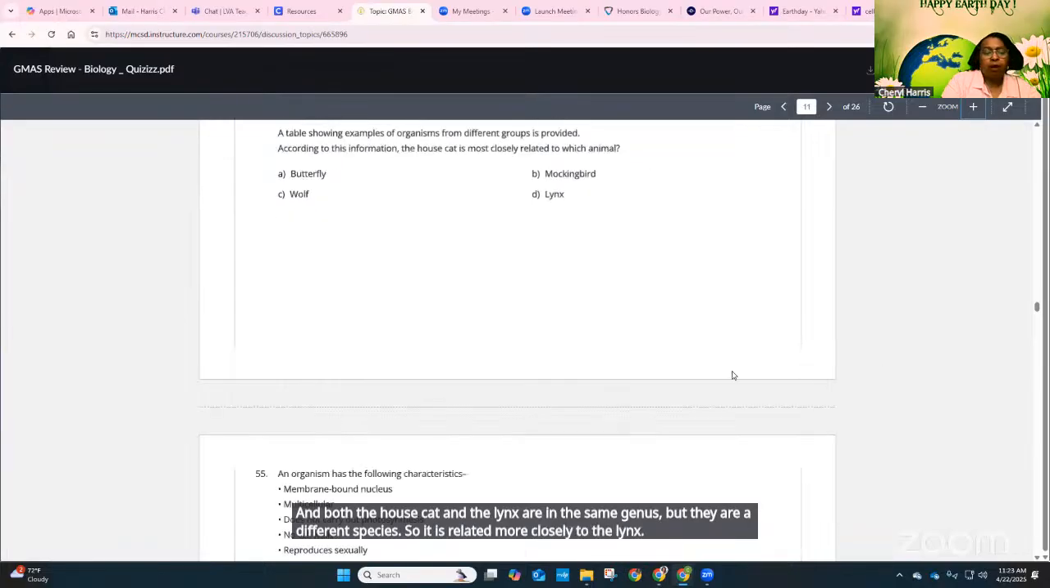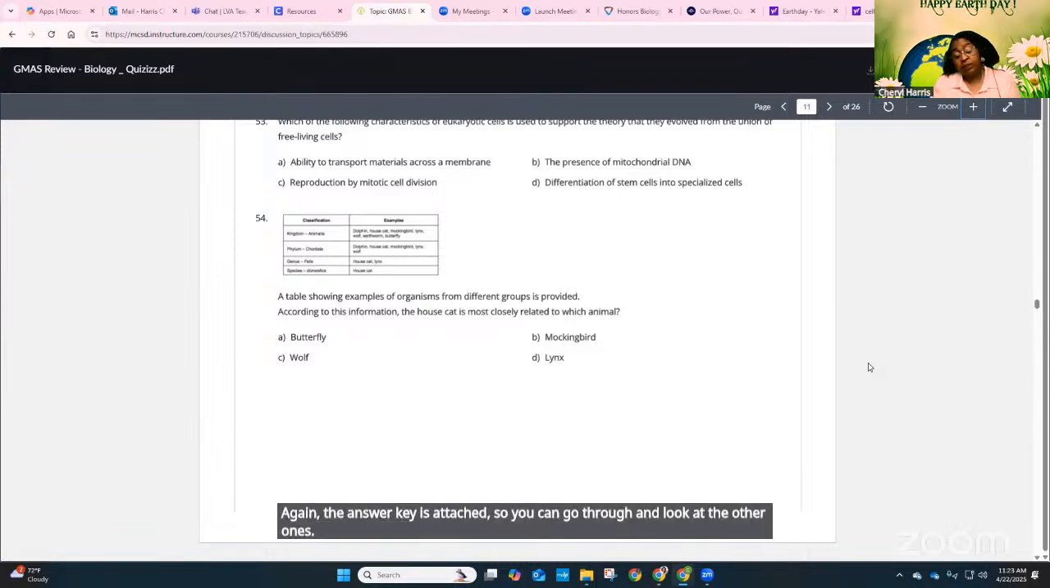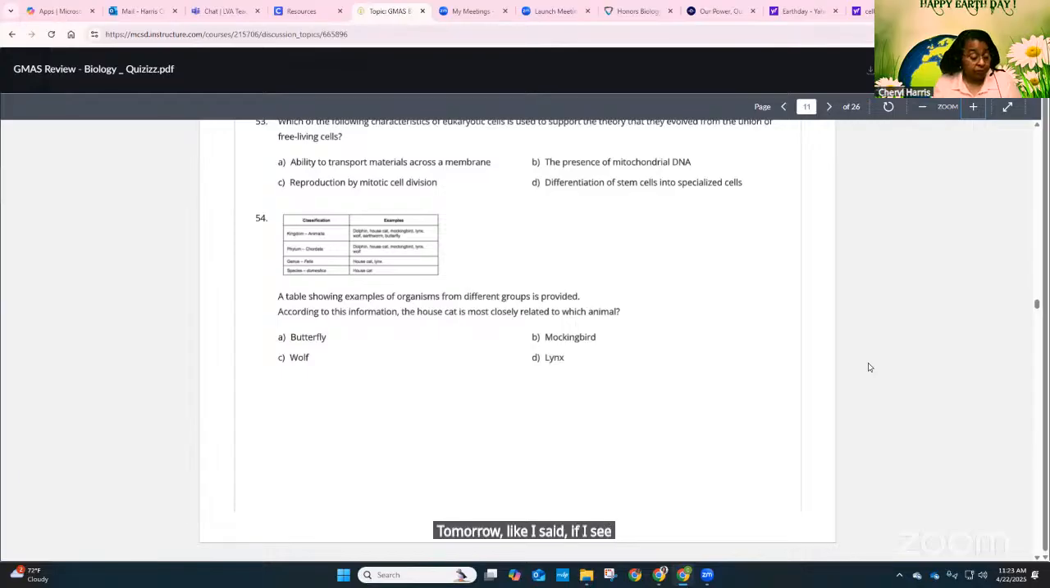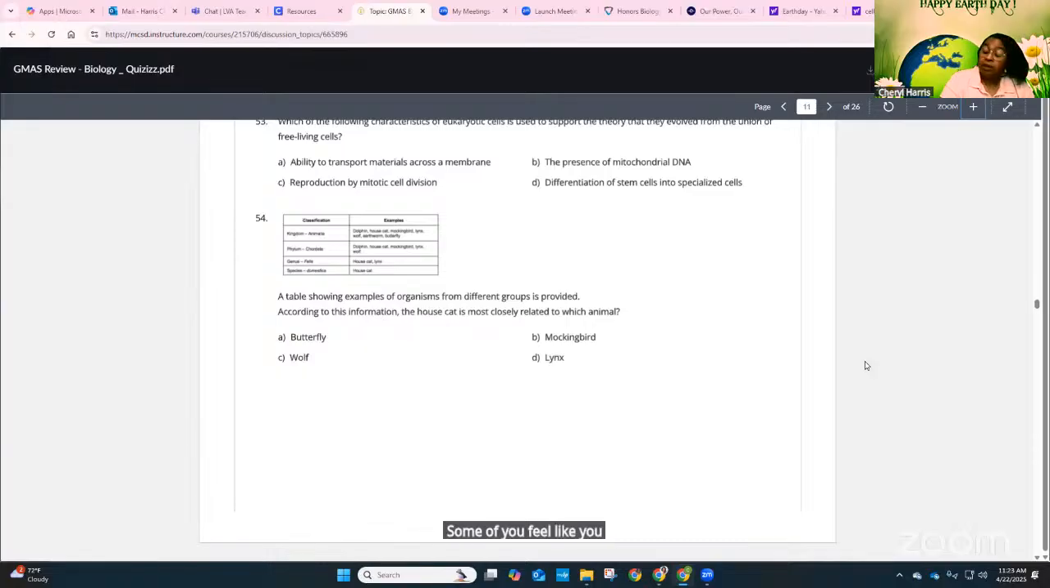All right, I'm going to stop there. Again, the answer key is attached, so you can go through and look at the other ones. Tomorrow, if I see you all tomorrow, I'll finish the rest of the page with you, only for the sole purpose of giving more explanation to each question. But some of you feel like you can study on your own. More power to you.